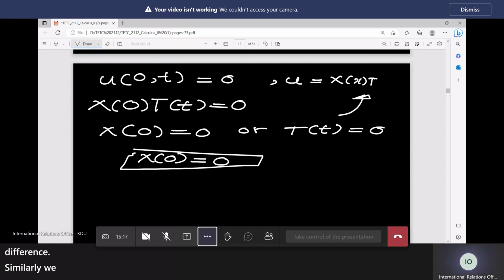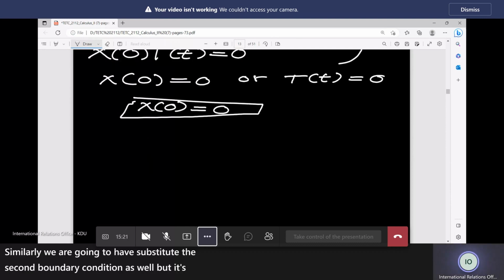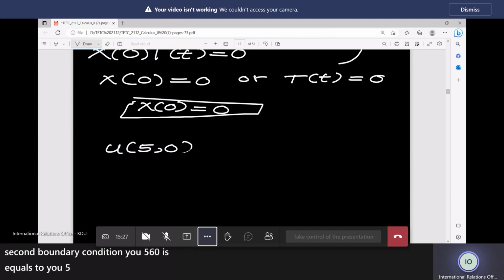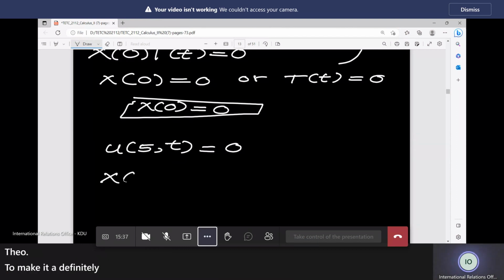Similarly, we are going to substitute the second boundary condition as well. What is our second boundary condition? u(5,t) is equal to 0. So we get X(5) T(t) is equal to 0.